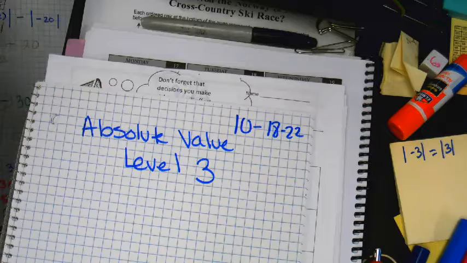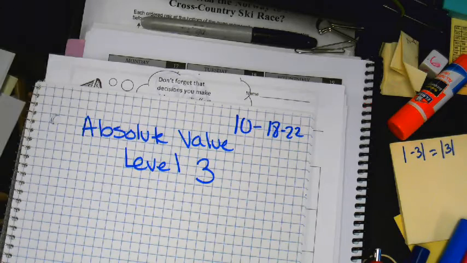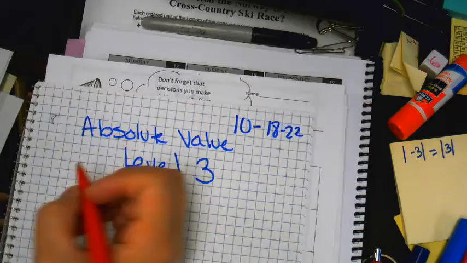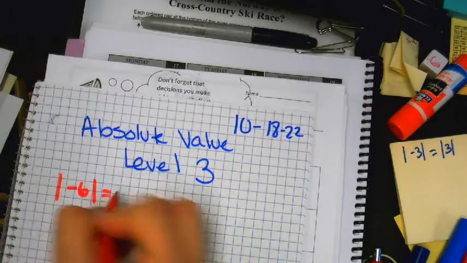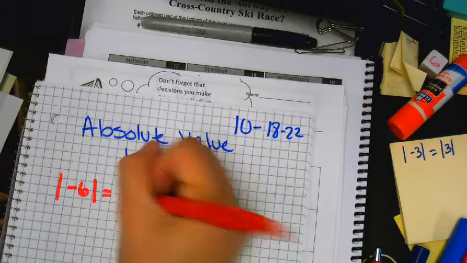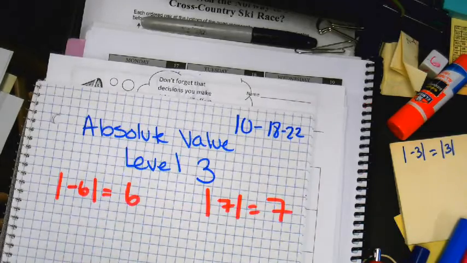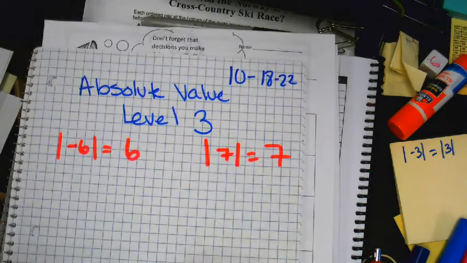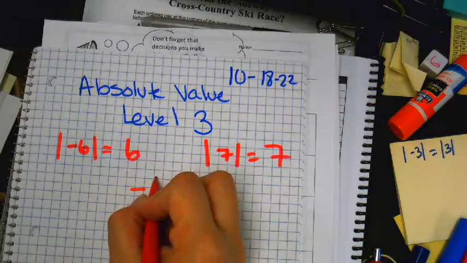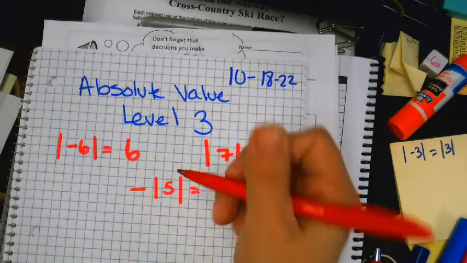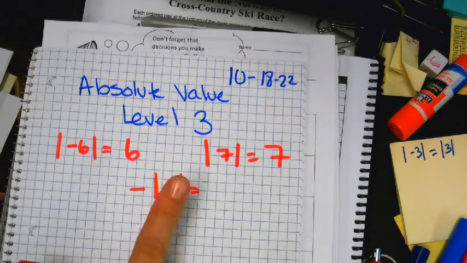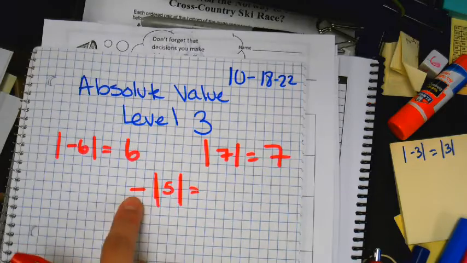All right. Just a review from yesterday. Super easy. What's the absolute value of negative 6? 6. What's the absolute value of 7? 7. When is it negative? When the negative is outside the bars. So, absolute value of 5 is 5, but I got a negative, so we're going to write the negative.